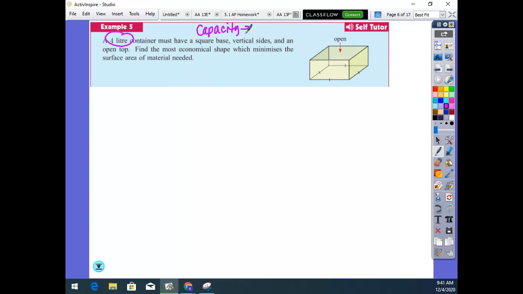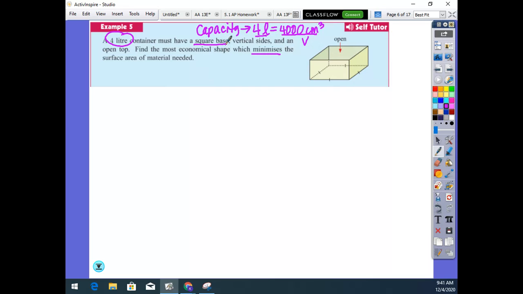I'm pretty sure they're not going to do this to you, but you can actually look back in your notes with capacity. 4 liters is the same thing as 4,000 cubic centimeters. So this is volume, this is capacity. So if it's 4 liters, it tells us the volume of this is 4,000 centimeters cubed. And so we're going to use that information to minimize the surface area. All right, so just kind of put that on hold for a second.